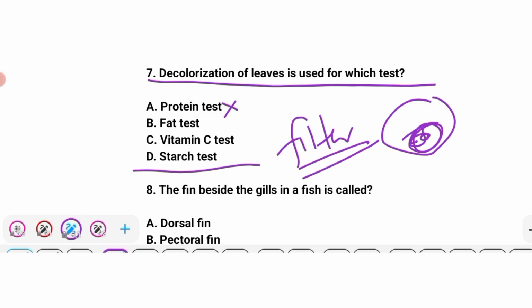The test for starch involves removing the chlorophyll in the leaf. That's the first thing. And the way to do that is to boil the leaf in ethanol or an alkanol. So the answer is starch test. Okay, keep that in mind.